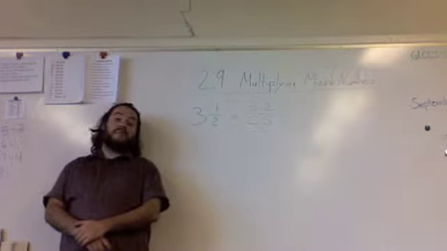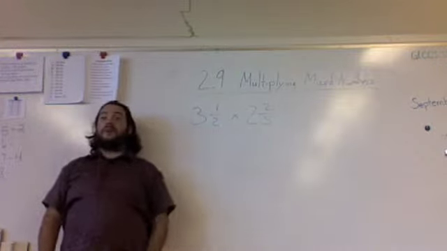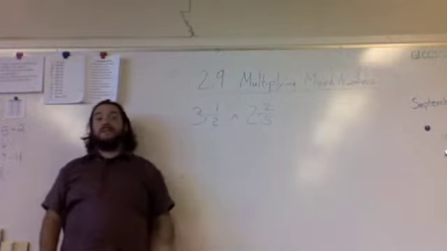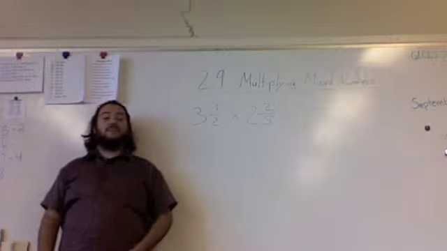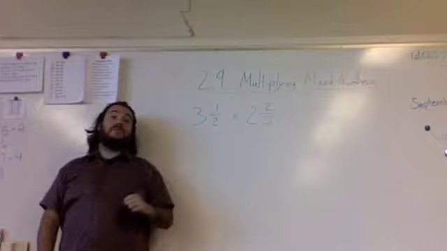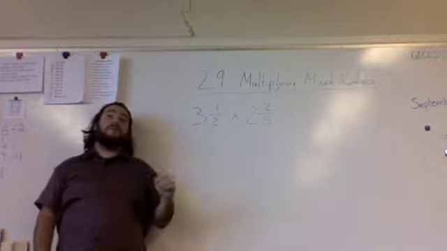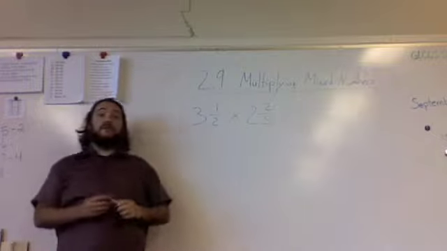Now the most common mistake I see is people will multiply the fractions together and multiply the whole numbers together. Unfortunately, that doesn't work. That's going to give you a wrong answer. What you have to do in order to make this work is turn your mixed number into an improper fraction first. So remember how we do that.